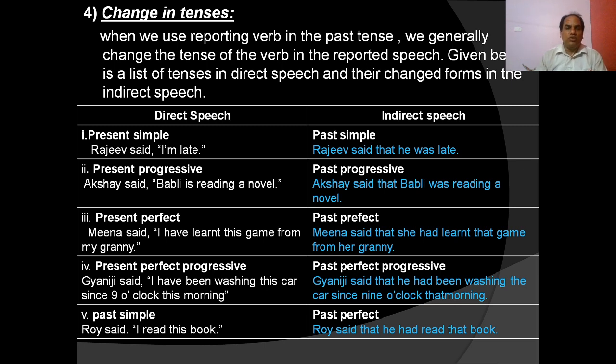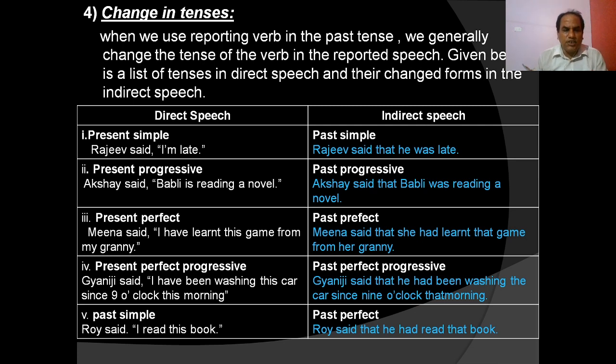So you see, when we convert from direct speech to indirect speech, we do have necessary changes. We have discussed pronouns, which we have already known. Then change of tense is very important when we convert from direct to indirect speech. We should keep in mind that when we use a reporting verb in the past tense, we generally change the tense of the verb in the reported speech. Given below is a list of tenses in direct speech and their changed forms in indirect speech.